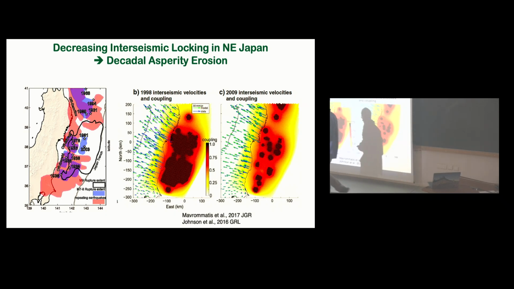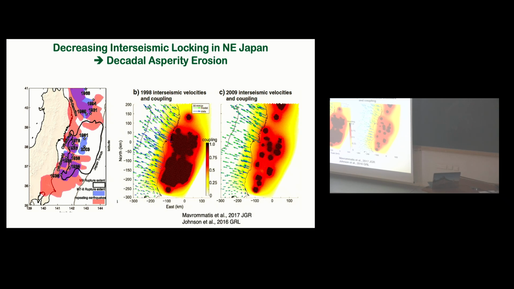Yes. So be fair to the data. I like that diagram very much, but what the data require is a decrease of the overall coupling. The fact that it can be interpreted as shrinking of the asperities is one possible explanation, but it's not required by the data themselves. So this is a model, trying to match this apparent acceleration by changing the size of the locked asperities.